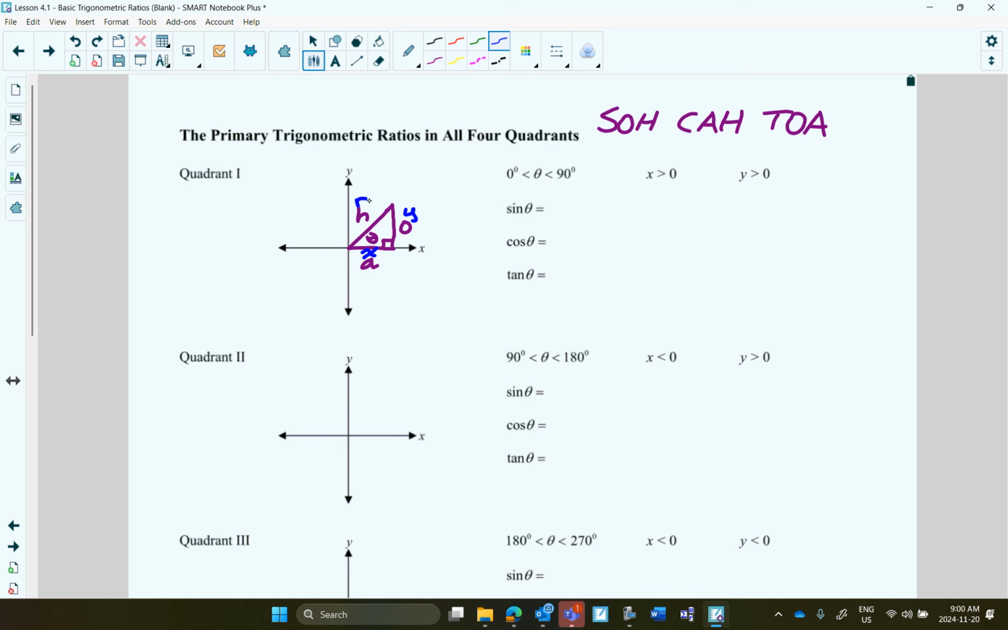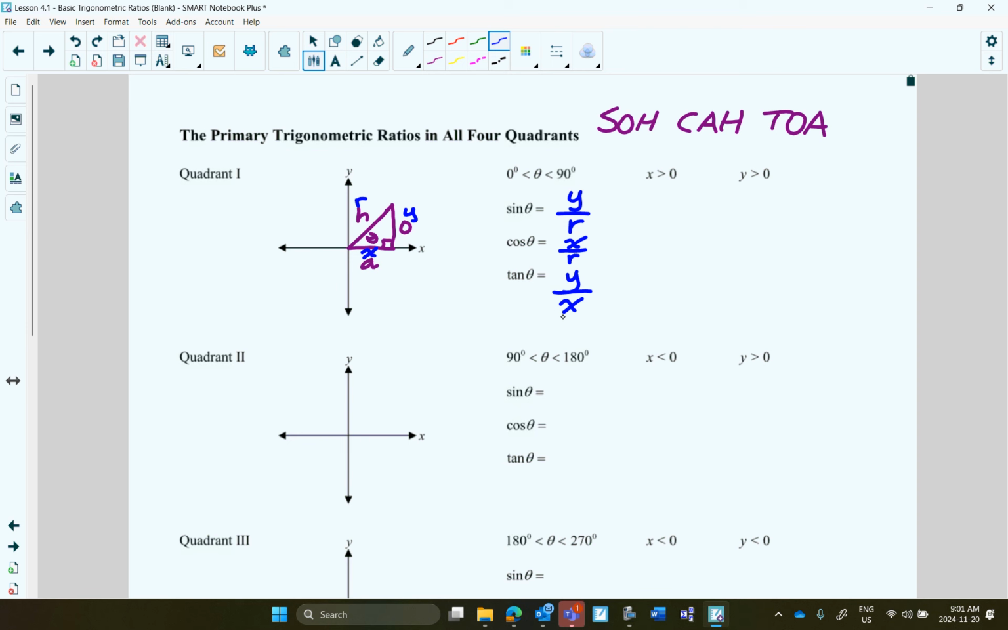So in the first quadrant, the sine is going to be opposite over hypotenuse, y over r. The cosine is going to be, what letter over what letter? x over r. And the tangent will be y over x. Notice everything's positive. Because we're going to the right on the x-axis, that's positive. Because we're going up on the y-axis, that's positive. And we always find the hypotenuse by Pythagoras, which means it has to be positive.